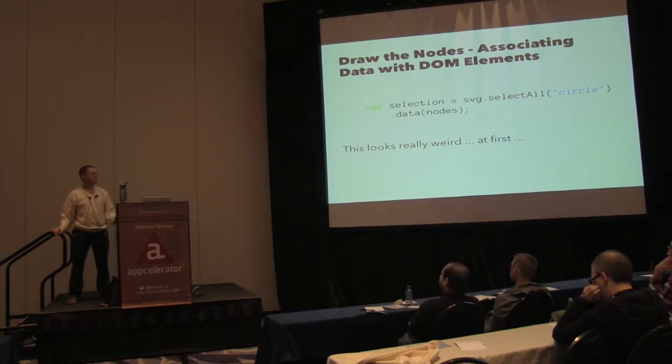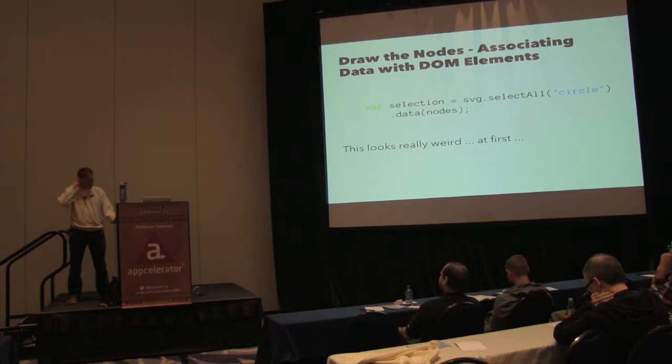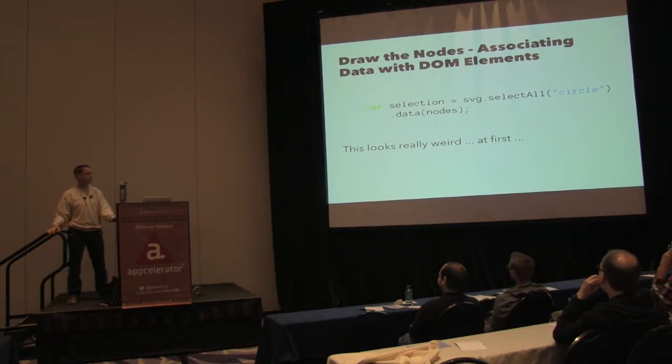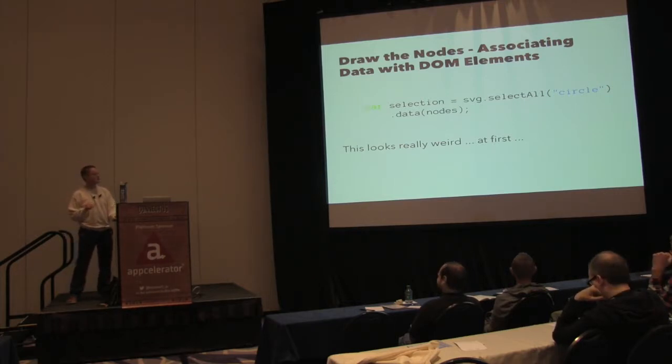So you would think that calling select all circle would end up with an empty set. And what would you do with an empty set? Well, your first thought is right. Select all circle does result in an empty set because there are no circles in the DOM at this point. But it turns out that doesn't matter, and that's not important because of what we're doing with that selection. And what we're doing with that selection is in the data method.